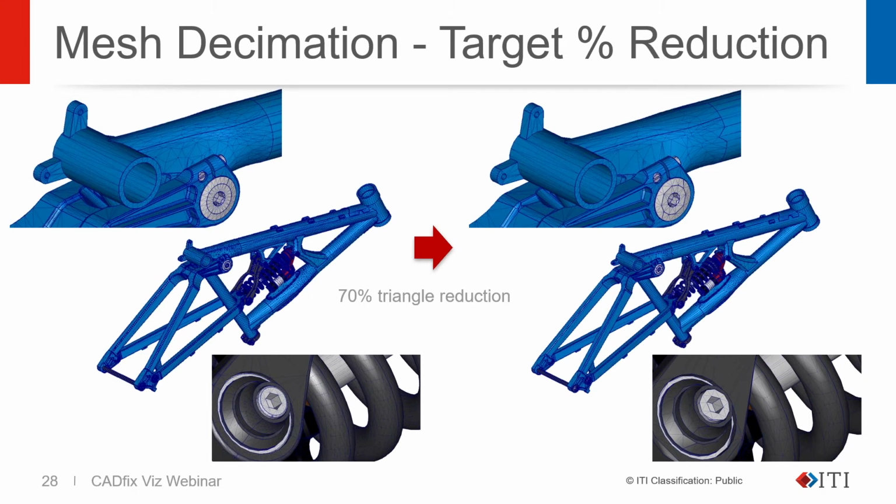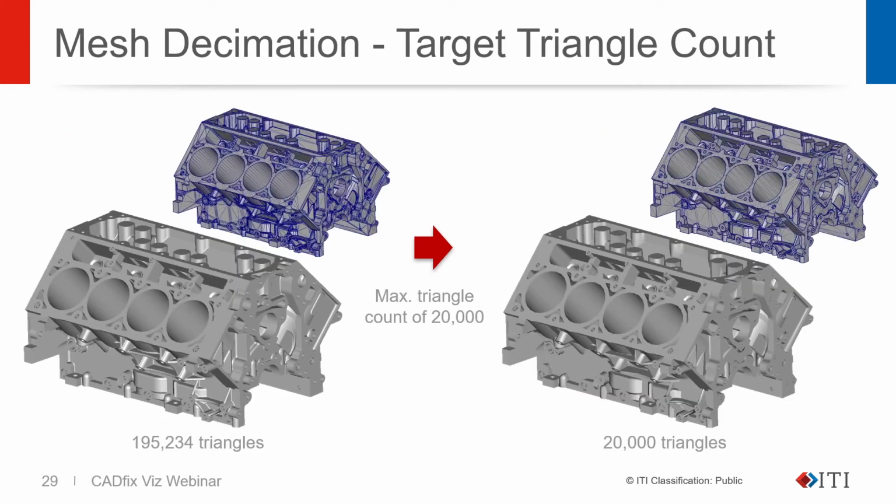Here we have this bike frame, and we've done some decimation, and we've reduced the triangle count by 70%. As you can see, where we have large curves, it's slightly more jagged, straight edges, but still very closely aligns with the original model. And similarly, this mesh decimation to a target triangle count. Here we've gone from 195,000 triangles to 20.